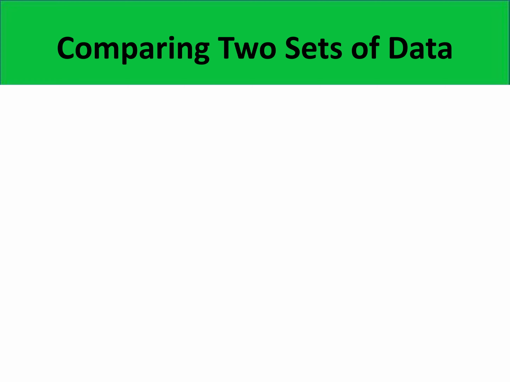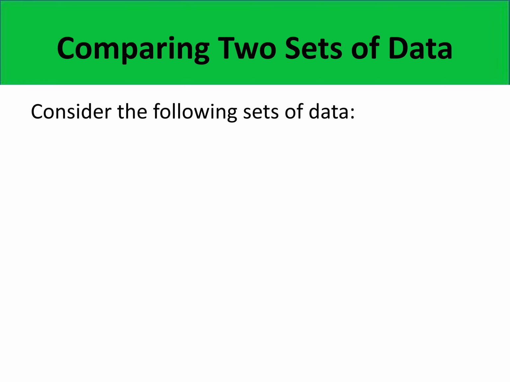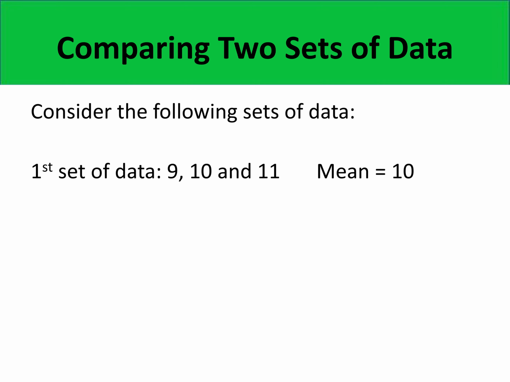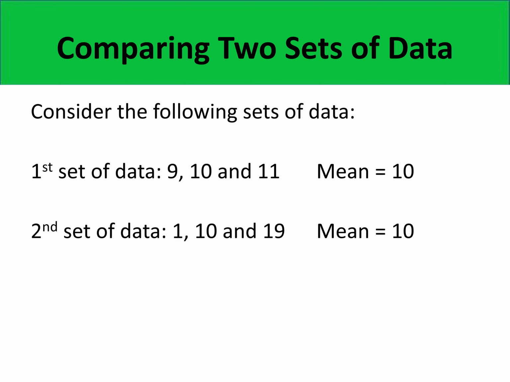Before we dig deeper into the next measure, let us consider the following sets of data. The first set of data contains the values 9, 10, and 11, with mean equal to 10. The second set consists of the values 1, 10, and 19, which also has the mean 10. If we check the median of these two sets of data, the median would be 10 for both sets, while both sets do not have a mode.